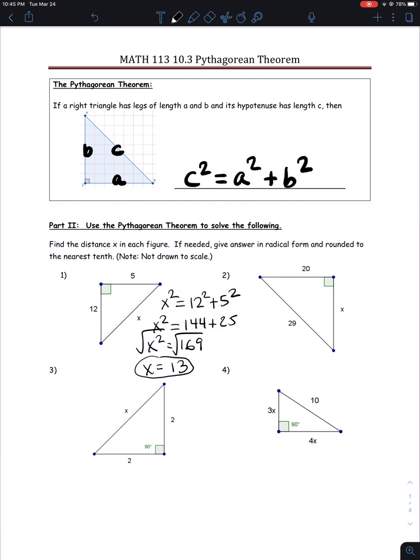You probably remember if you take the square root, you're supposed to do a plus or minus, but in this case, since we're talking about a distance, we're never going to worry about the minus part. We're always looking for just the positive answer.